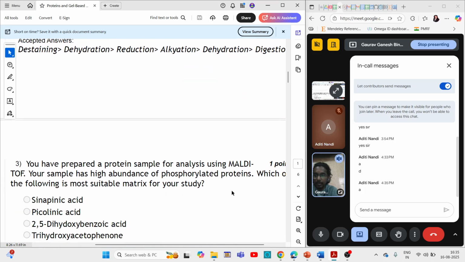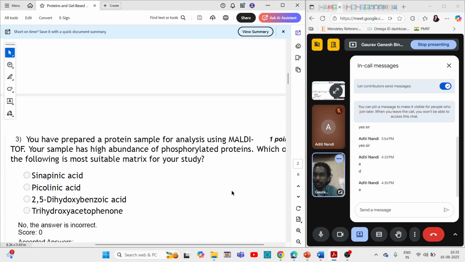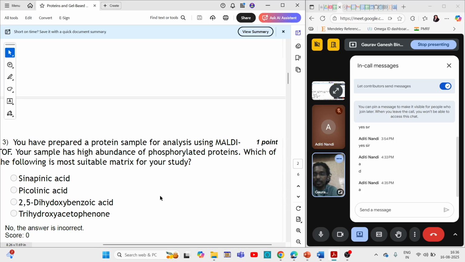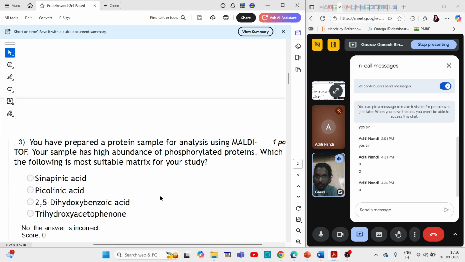Okay. So now you have samples prepared for protein and you want to analyze using MALDI-TOF. The sample has a high abundance of phosphorylated proteins. We did discuss each and every matrix. So you want to identify the most suitable matrix. As I said, according to the reason, you need to decide which specific matrix to use. Here the reason is you have phosphorylated protein. So which one was that? We discussed it in the lecture.